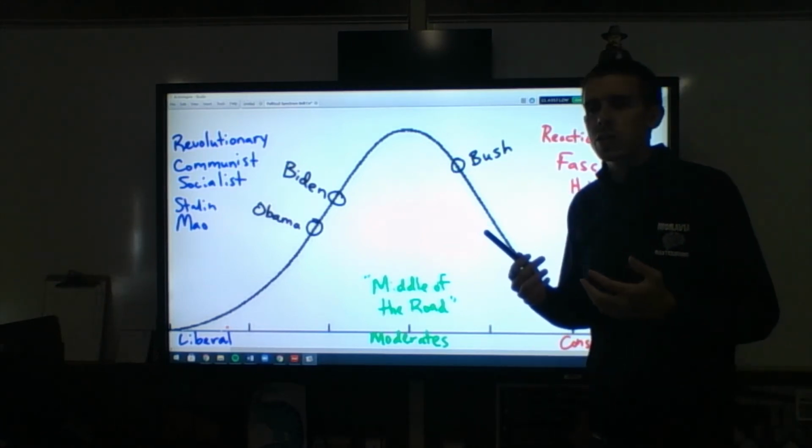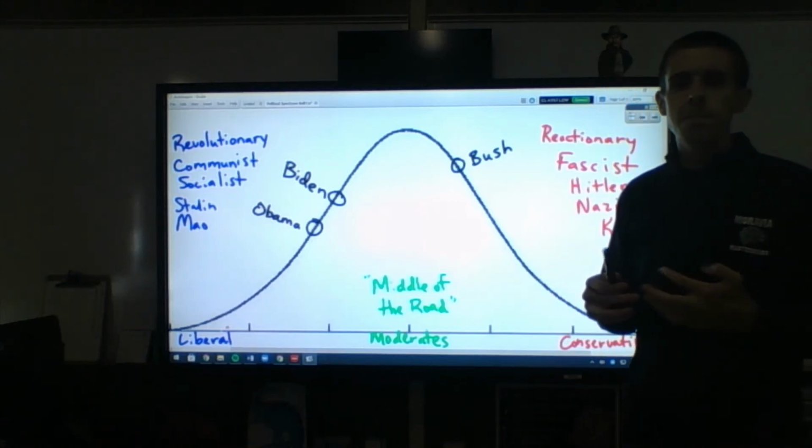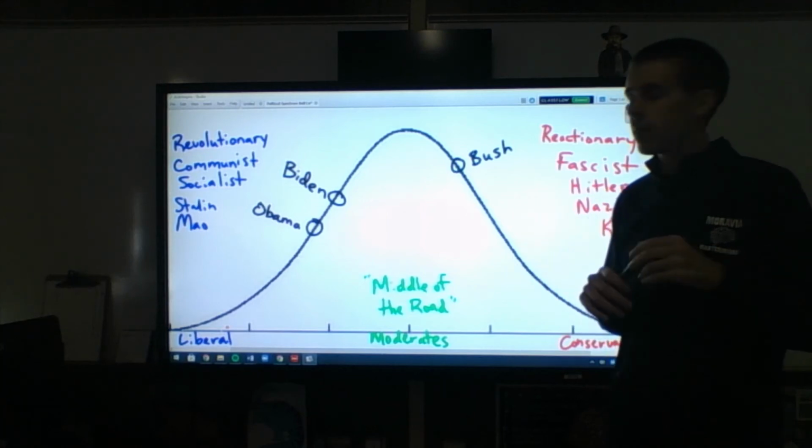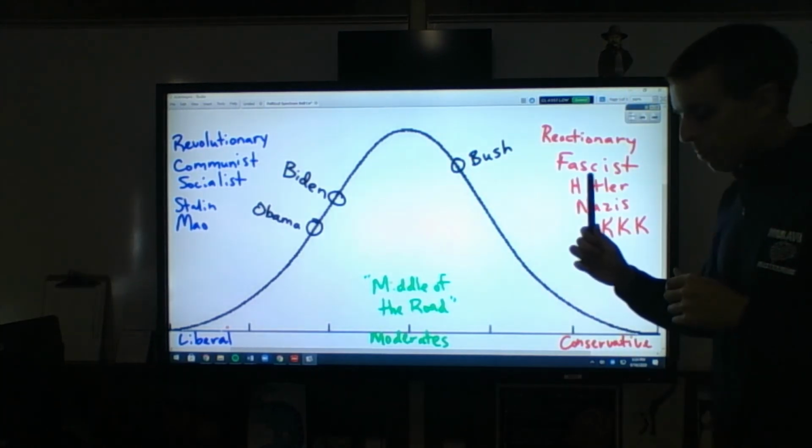But he was still conservative in some ways, more on social issues. But in terms of economics, he was really not that conservative. Who else can we put up here?